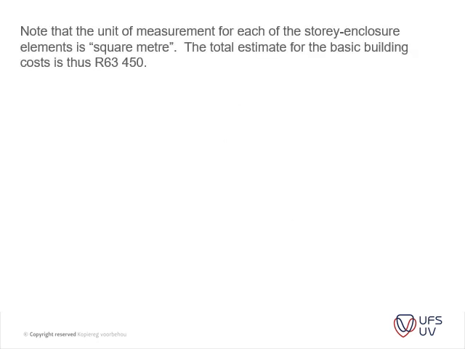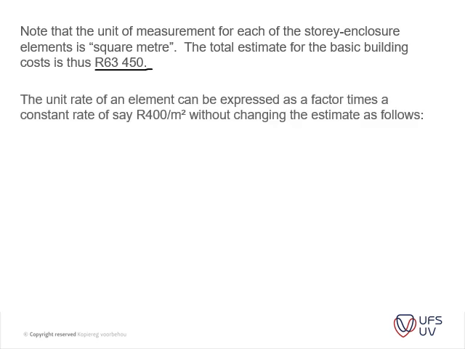Okay, note that the unit measure for each of the story enclosure elements is square meter. The total estimate for the basic building cost is thus 63,450, as mentioned. So the unit rate of an element can thus be expressed as a factor times a constant rate of, say, 400 square meters without changing the elements, as follows.